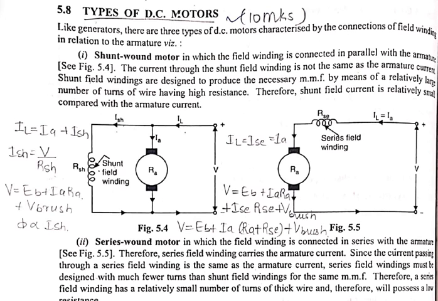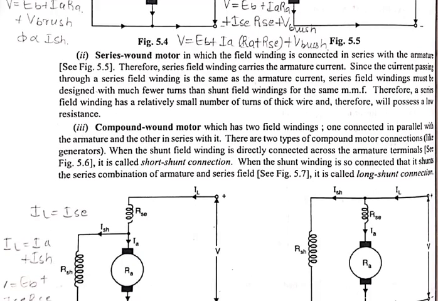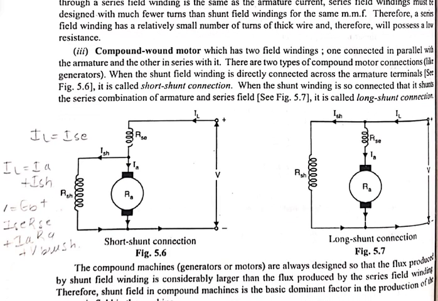Next, we will see the similar relation in case of a long shunt and the short shunt compound generators, compound motor. So this is the short shunt motor. In case of a short shunt motor, the connection we already know. This is the part of the winding which is connected in parallel with the armature winding. This combination is connected in series with the other part of the field winding, and this whole connection is connected to the supply voltage capital V.